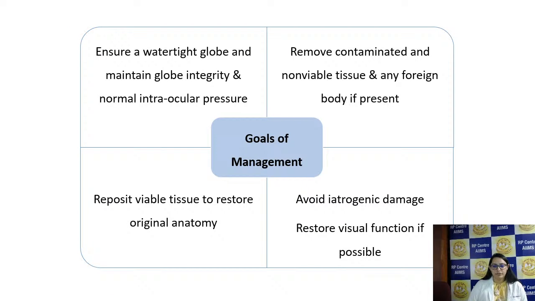So what are the goals of management when we come across a patient with ocular trauma? Firstly, we want to ensure a watertight globe and maintain the globe integrity and normal intraocular pressures. To remove any contaminated and non-viable tissue and any foreign body if present. Also to deposit any viable tissue to restore the original anatomy and avoid iatrogenic damage and restore visual function if possible.